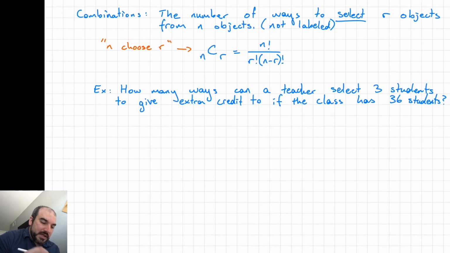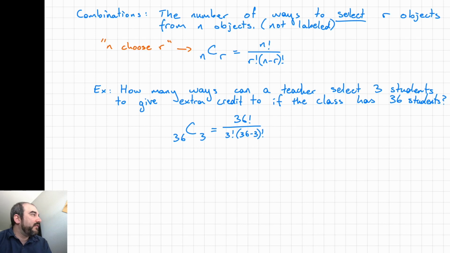So to compute this, we're going to have 36 students, and we want to choose 3 of them. So we set up 36 choose 3. We can set up our formula from above with the factorials by just filling out the n and the r with 36 and 3 respectively. So 36 factorial on top, and then r is 3, so we have 3 factorial times (36 minus 3) factorial.